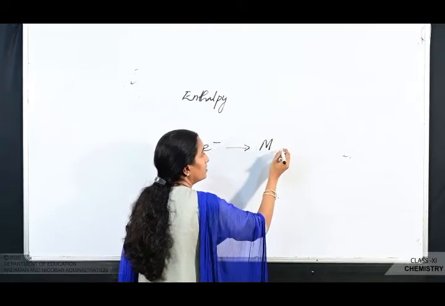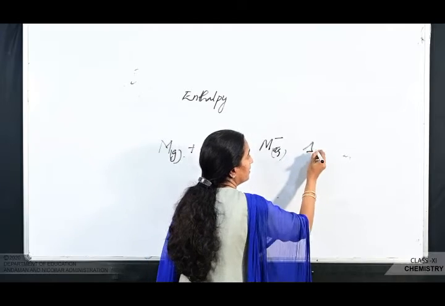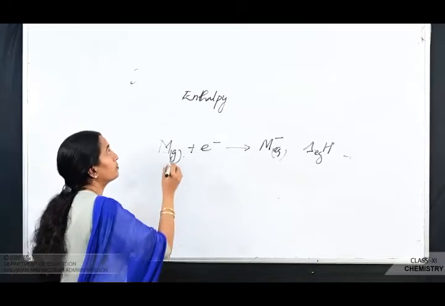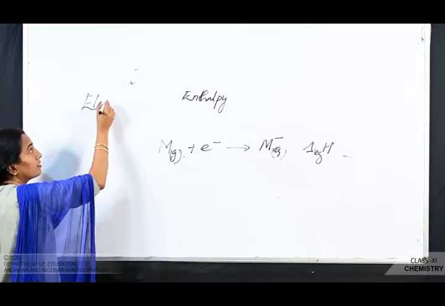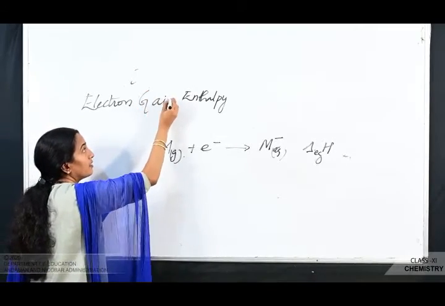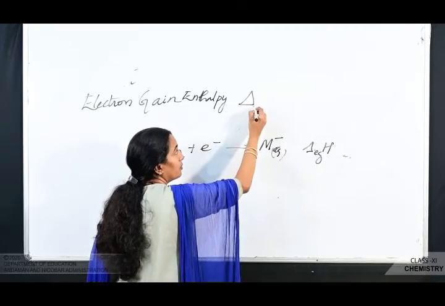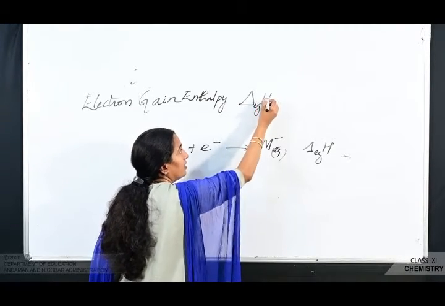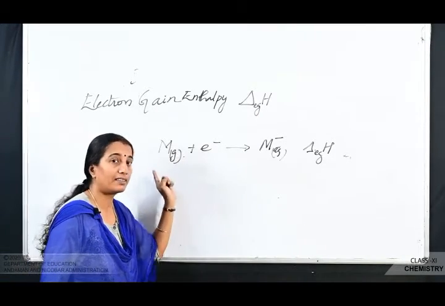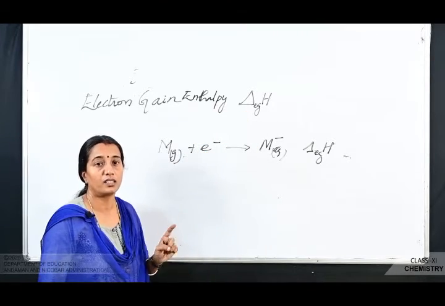That energy is called electron gain enthalpy. It is denoted by delta I when we write ionization enthalpy. Here we will be writing Eg. Okay, Eg represents the electron gain enthalpy. यहाँ पे क्या है? इलेक्ट्रॉन को ऐड करने के लिए जितना एनर्जी, जितना एंथैल्पी चेंज हो रहा है, that is called the electron gain enthalpy.